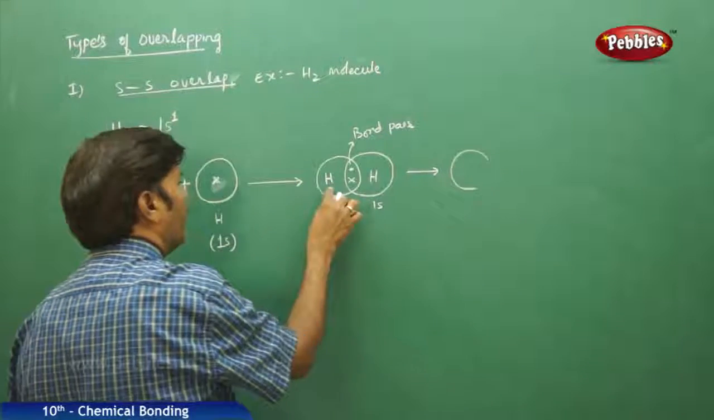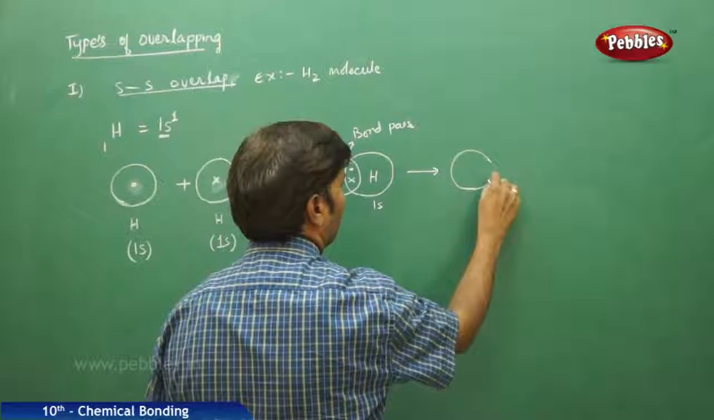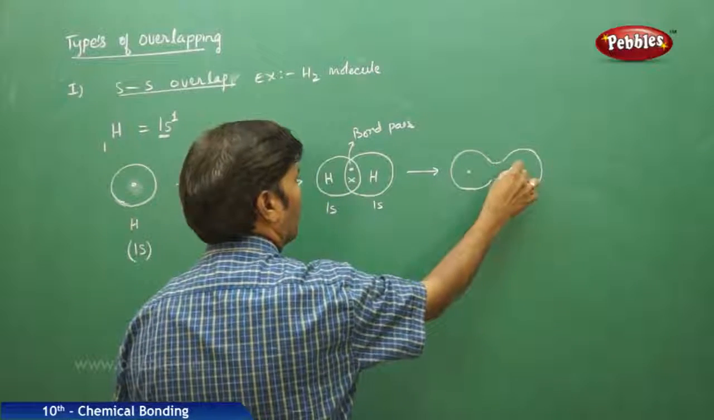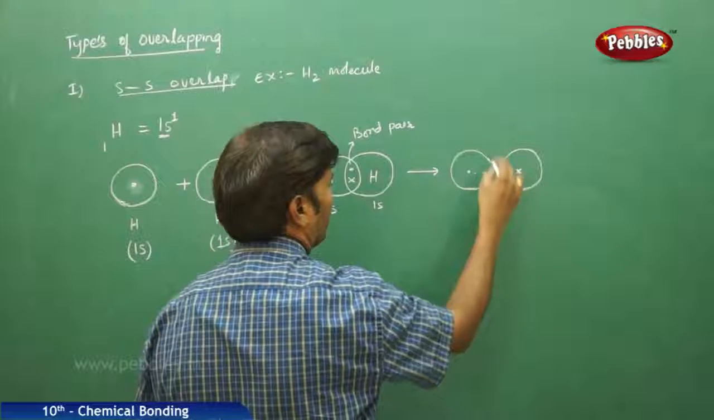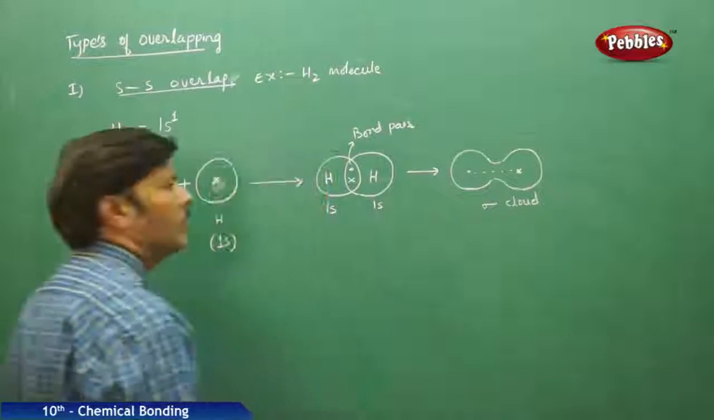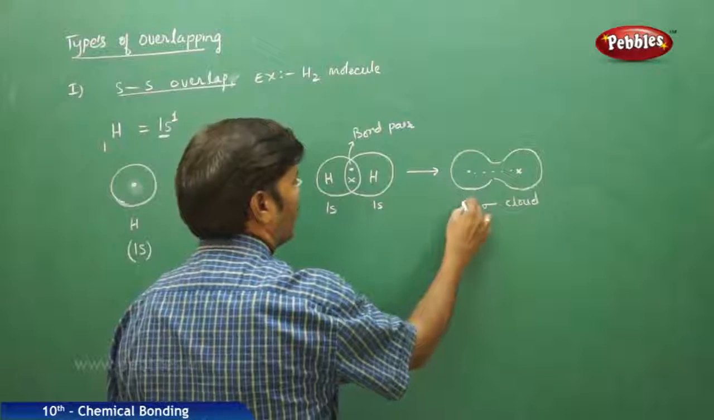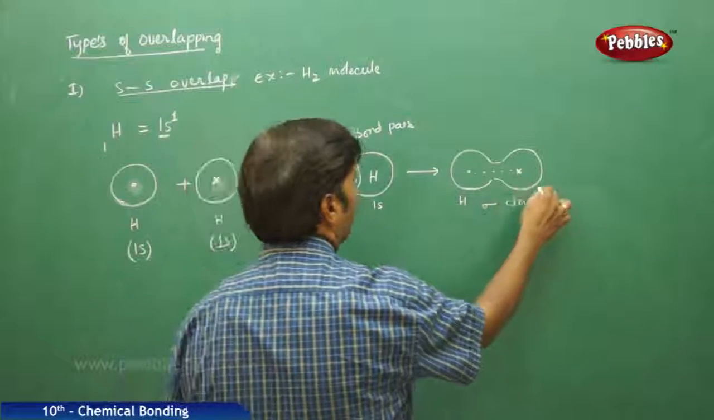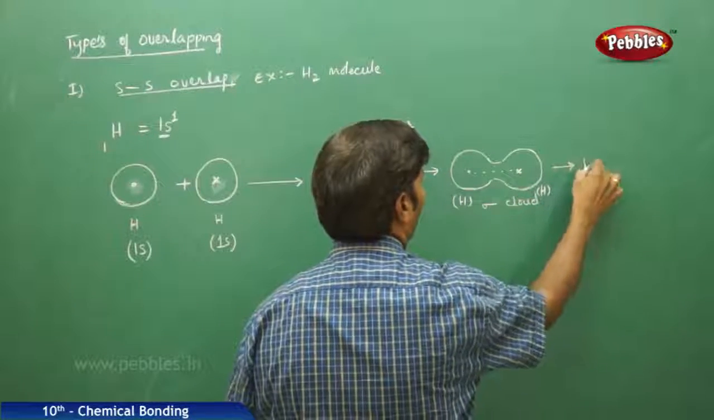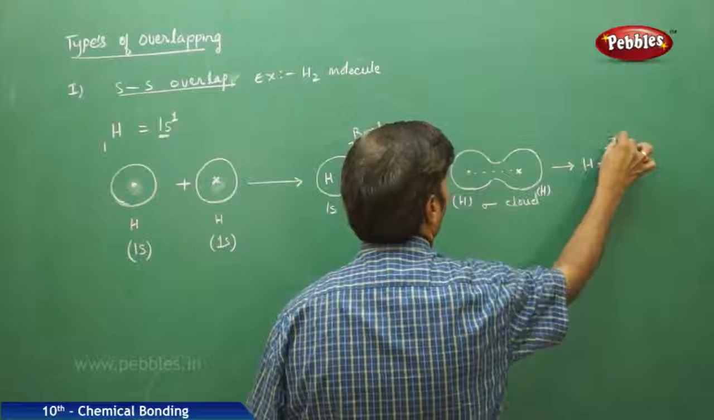This is before overlapping, during overlapping, after overlapping. You find that this is a sigma cloud. You can see this is nothing but a sigma cloud. Finally, a sigma bond is obtained between the two hydrogen atoms. Here we have one hydrogen atom and here we have one hydrogen atom. A sigma cloud is obtained, and that will finally result in the formation of one sigma bond between the two hydrogen atoms.